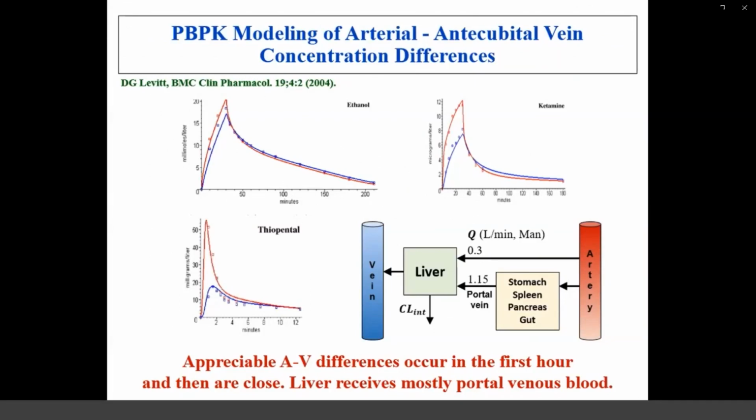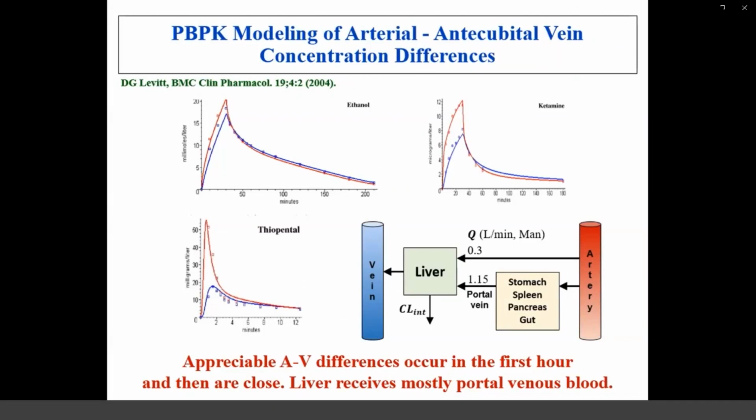Arterial and venous concentrations may differ. This slide is showing three drugs, arterial concentrations in red, venous concentrations blue. And we see that during the first minute or hour, there can be a marked difference. So what's the importance of this? It's more important for pharmacodynamics.